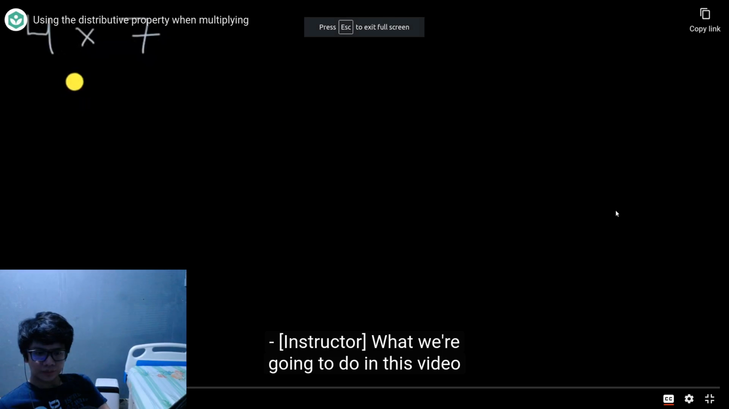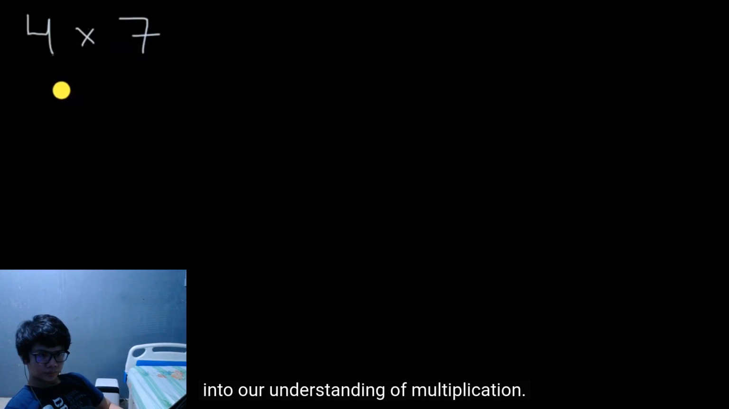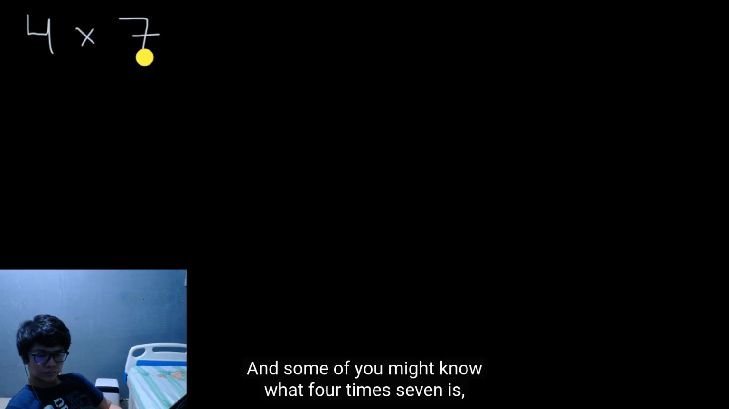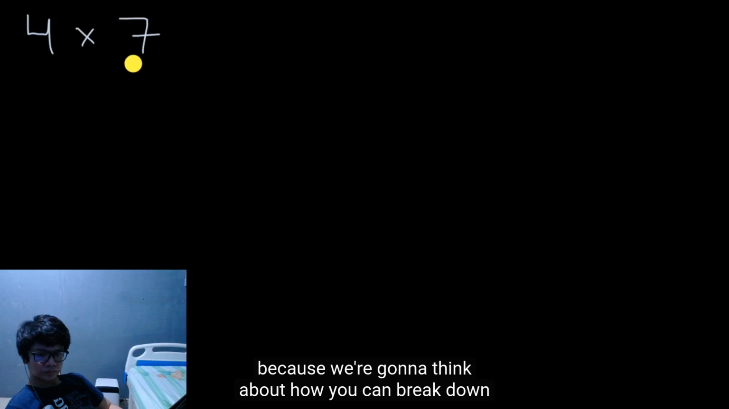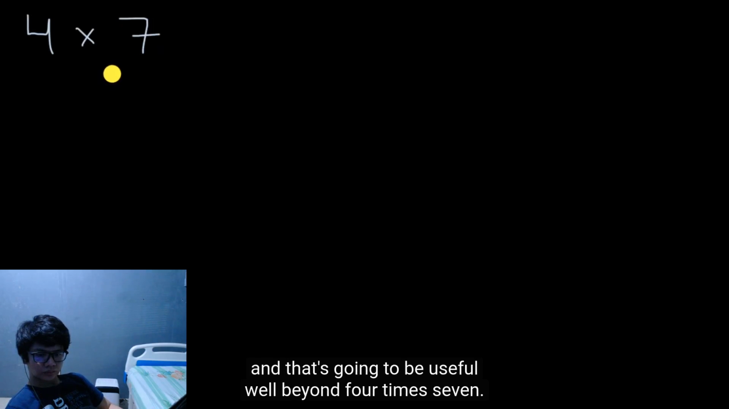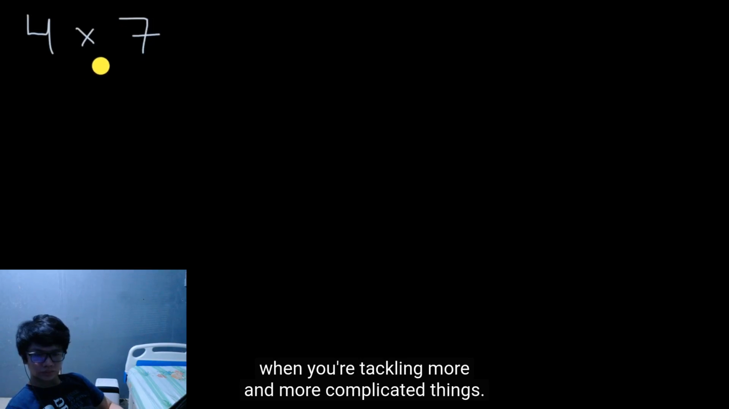What we're going to do in this video is dig a little bit deeper into our understanding of multiplication. And just as an example, we're going to use 4 times 7. Some of you might know what 4 times 7 is, but even in this case, I think you might get something from this video, because we're going to think about how you can break down a multiplication question into simpler parts. And that's going to be useful well beyond 4 times 7. It's going to be useful in your future when you're tackling more and more complicated things.